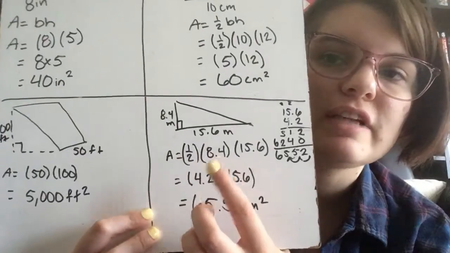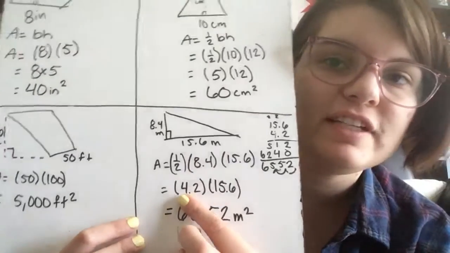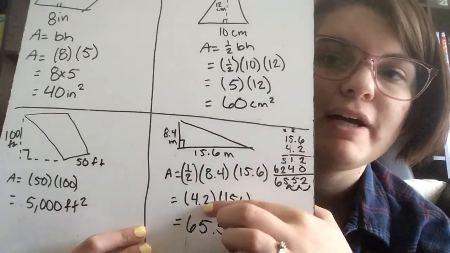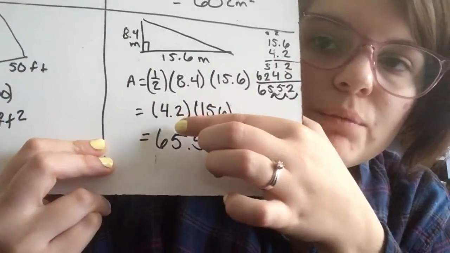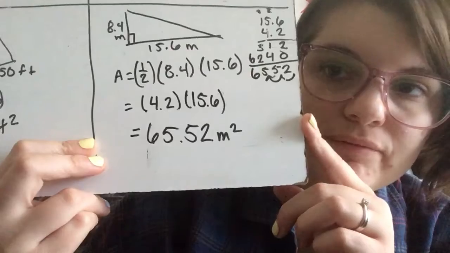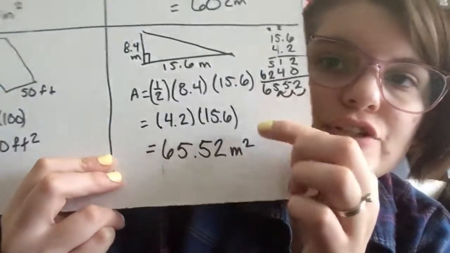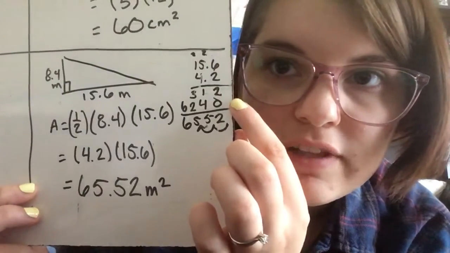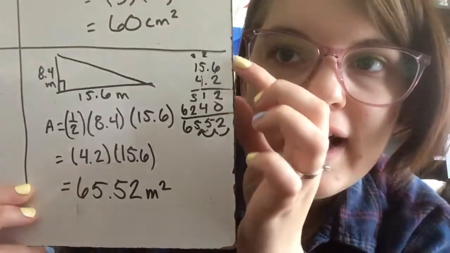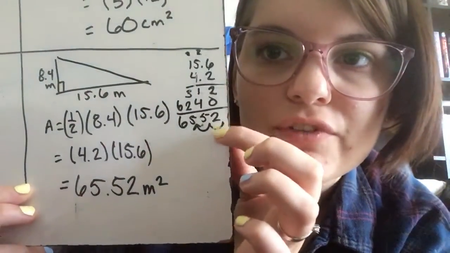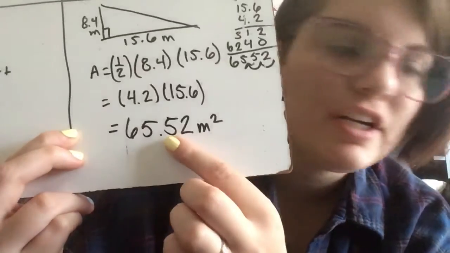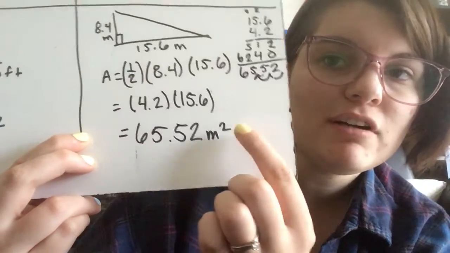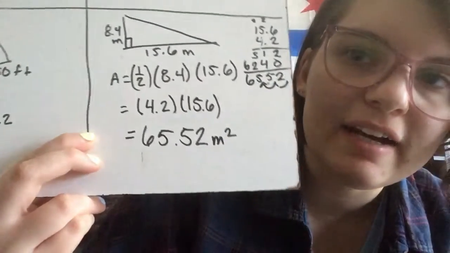I did 1/2 times 8.4. 1/2 essentially means you're dividing it in 2, so you're doing 8.4 divided by 2, which equals 4.2. Then I still have 4.2 times 15.6. You can see here, I did all of the math. Because we had 1 decimal place in each, you move it over twice, and our answer is 65.52. Our units were meters, and we have to square that because it's the area.